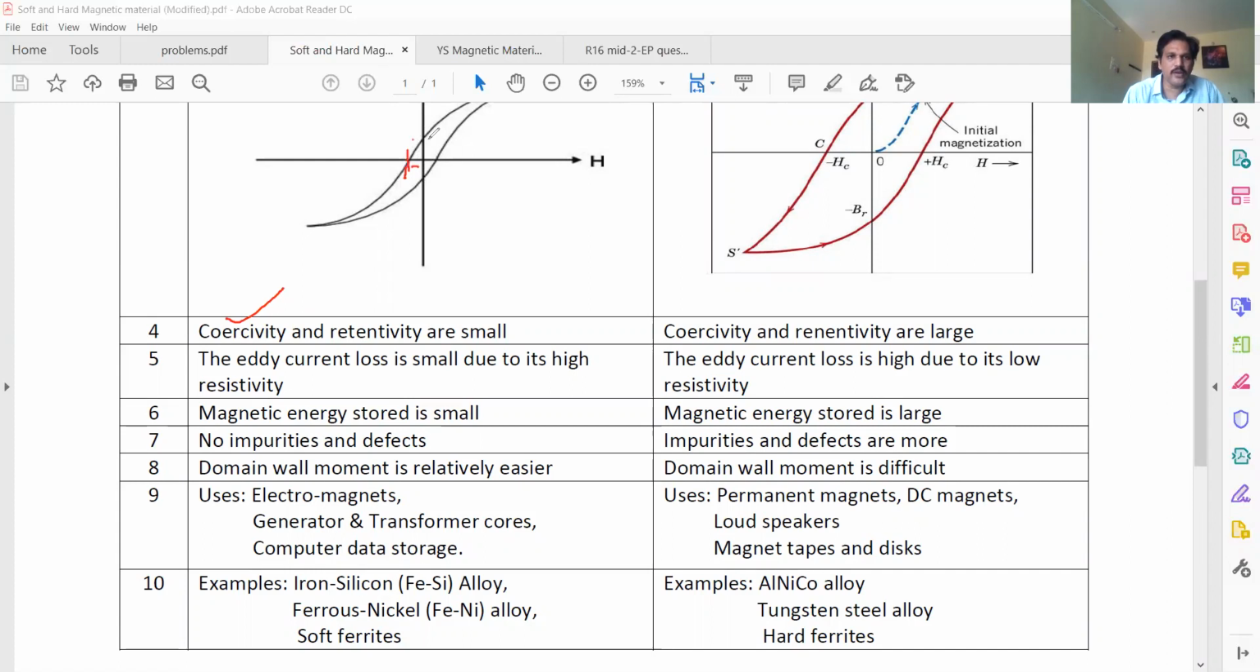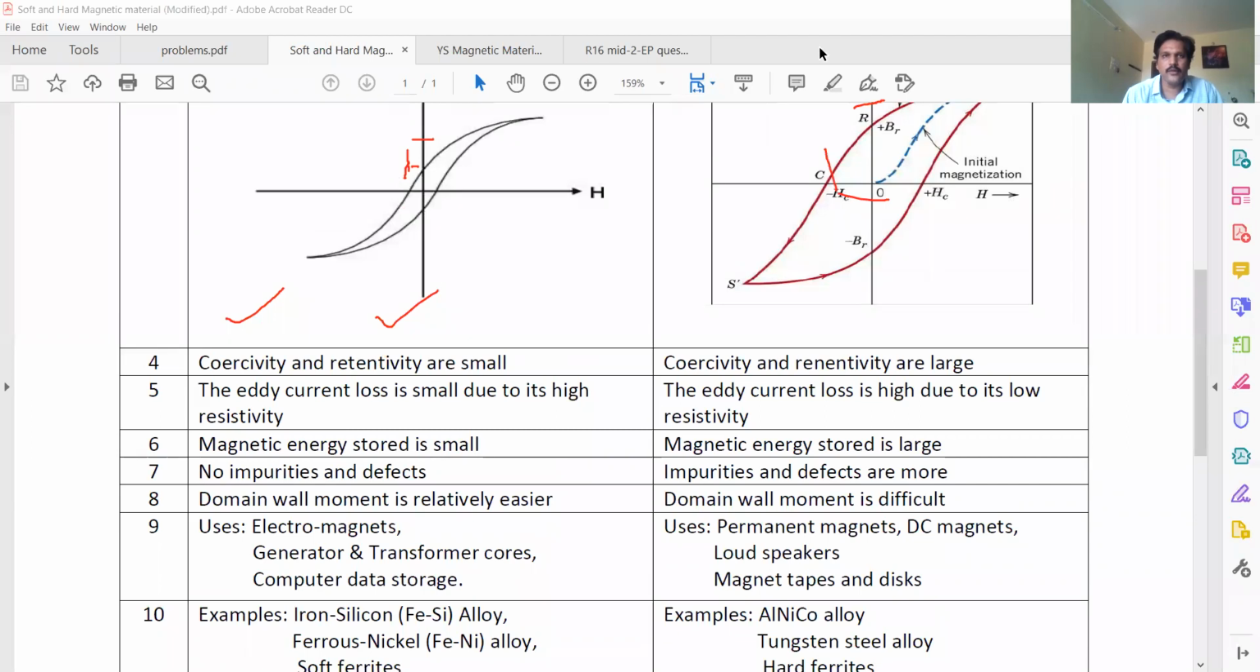This is called retentivity. This is also small. So for soft materials, coercivity and retentivity are small. For hard magnetic materials, this is very high and this is also very high. High values of retentivity and coercivity are characteristic of hard materials.